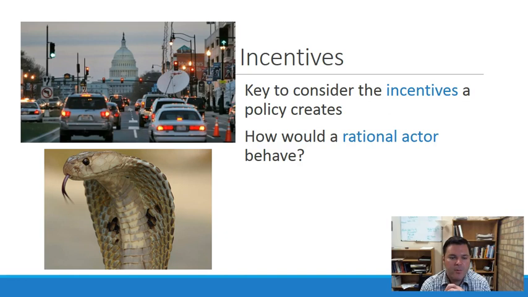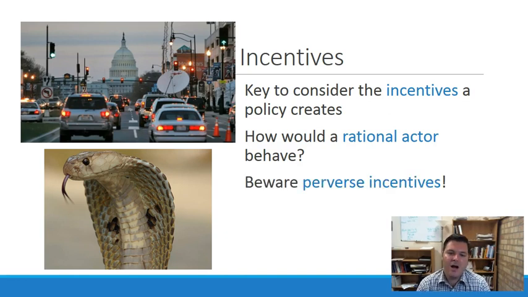So remember when we talked about the perverse incentives of trying to fix traffic or trying to get rid of India's Cobra problem? Well, the problem with these is that when we build more lanes for people to use, it actually creates an incentive. It's cheaper for people and it's quicker for people to just drive still, and that increases the overall level of traffic. This is a rational actor being moved by different incentive structures made by a policy.